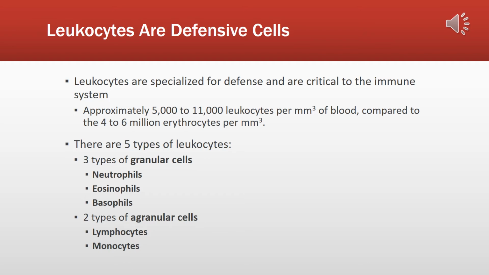And there are 5 types of leukocytes. Like I said with the diagram, there are 3 types of granular cells: the neutrophils, eosinophils, and basophils. And I'll tell you why they're named this in a second. And then there are 2 types of agranular cells: lymphocytes and monocytes.